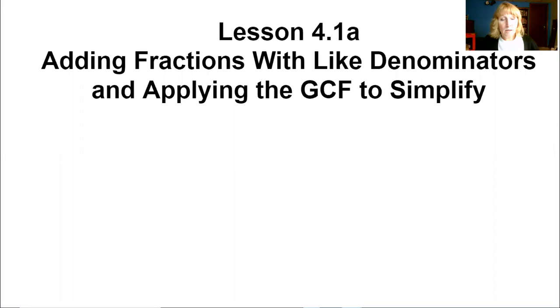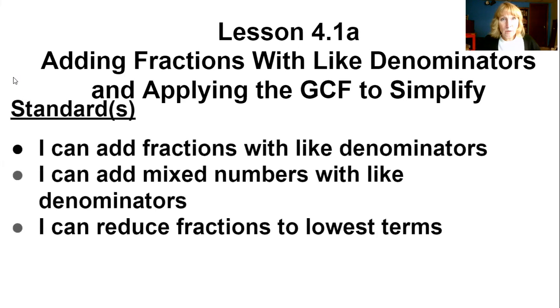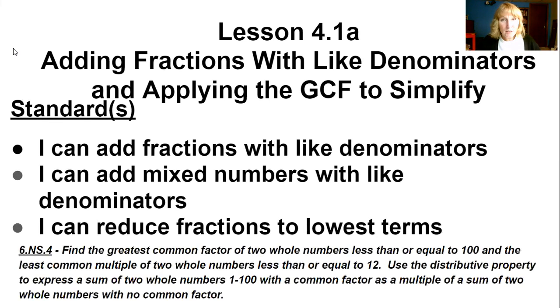So this is going to be adding fractions with like denominators and applying the greatest common factor to simplify. Like denominators means the same number on the bottom. What will you be able to do at the end of this lesson? I can add fractions with like denominators. I can add mixed numbers with like denominators, and I can reduce fractions to simplest terms or lowest terms, which means the same thing. So this is standard NS4. We'll be working in this for a bit.